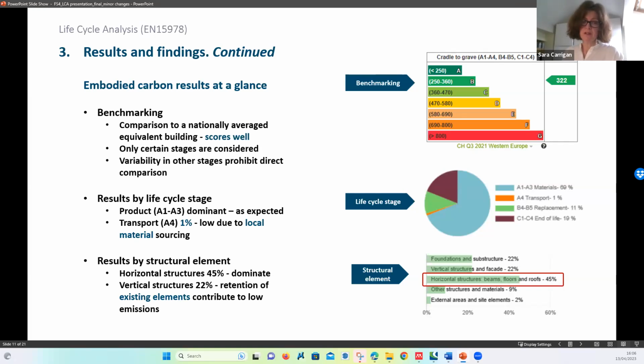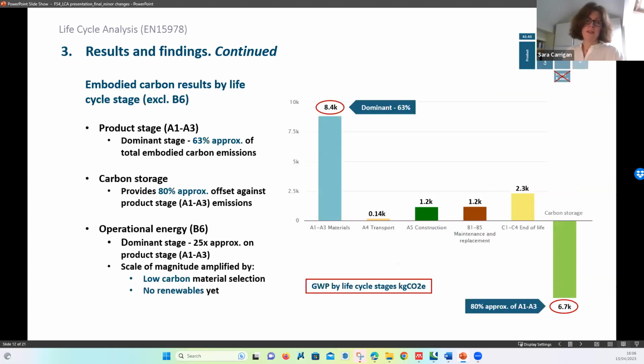We can also see results by structural element within the cottage. We can see that horizontal structures dominate, and interestingly, vertical structures are relatively low considering the large facade area of the cottage. This is due to the retention of existing walls and foundations. We can then look more closely at the results by examining each of the life cycle stages. This excludes operational energy use.